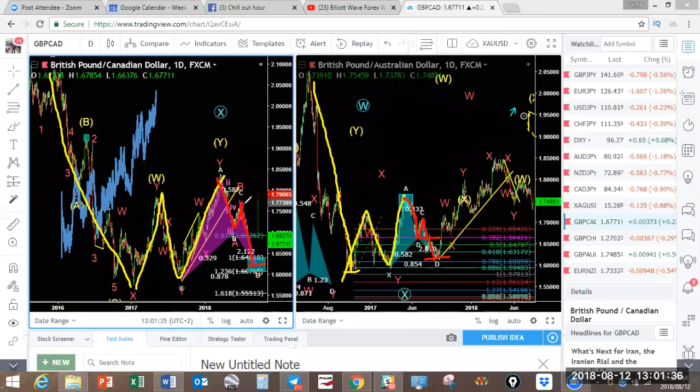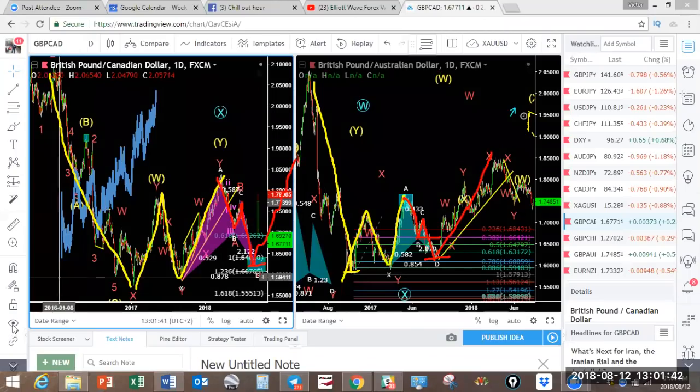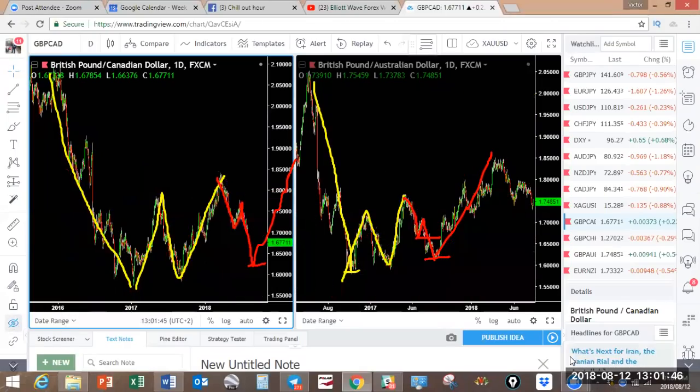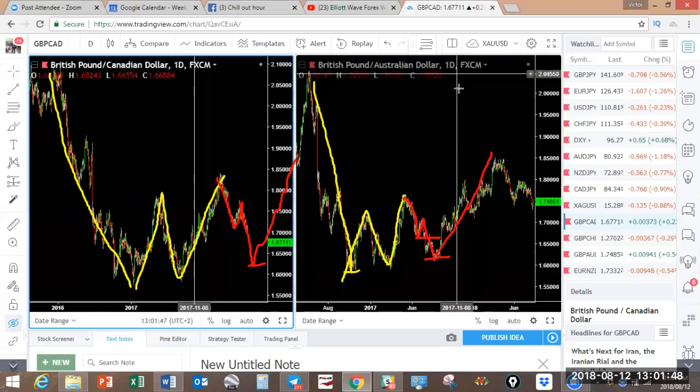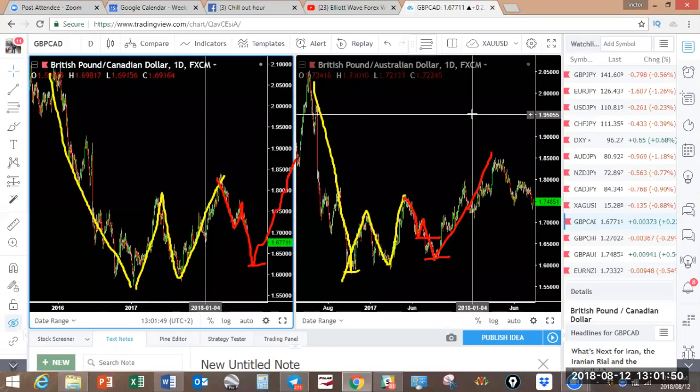Now we'll be expecting that you're going to have continuation down all the way, and then a move up like that, and then a move up like that, similar to what happened on pound AUD. Okay, clear like that, simple. Without a lot of letters and a lot of numbering, you can see the structure clearly.